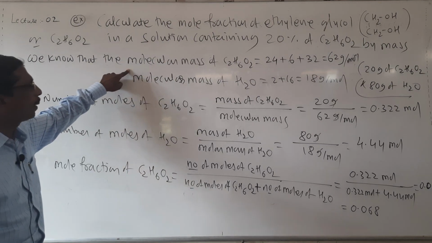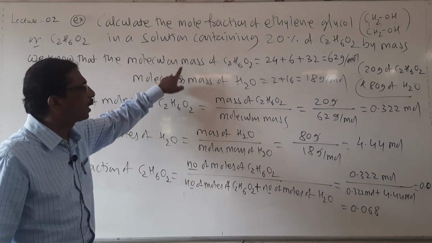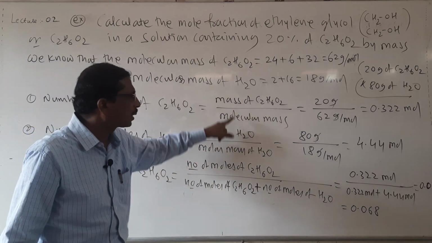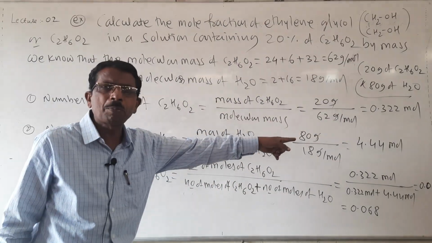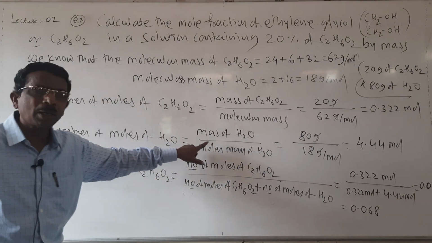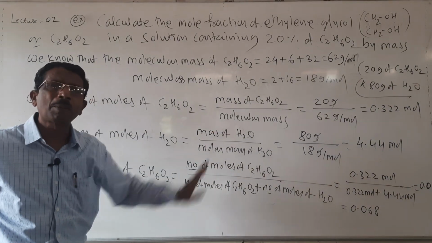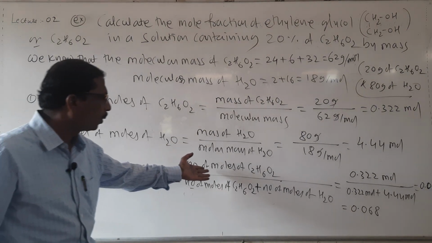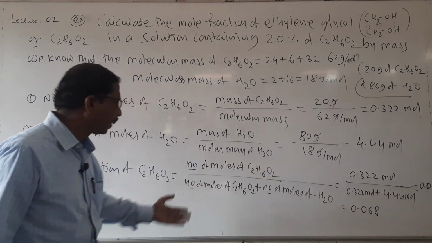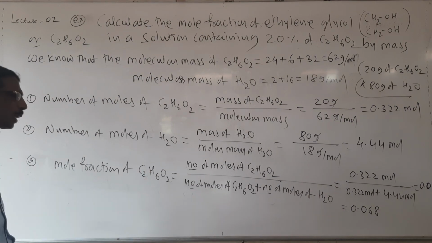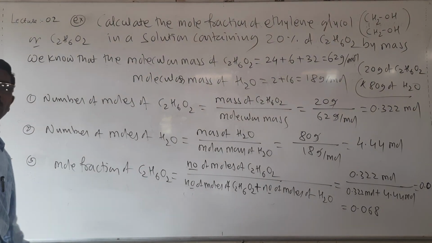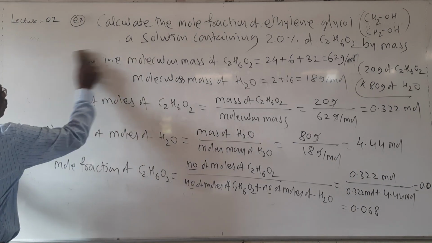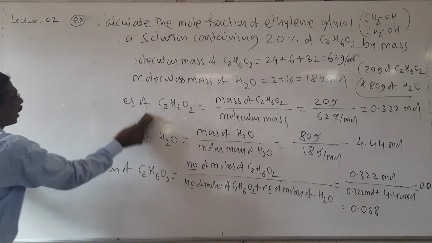First you have to write the molecular mass of one component and the molecular mass of the other component, and then write the number of moles of ethylene glycol, mass upon molecular mass, and you will get the number of moles. Then for the second one, mass upon molecular mass gives the number of moles. After that, mole fraction of ethylene glycol is equal to number of moles of ethylene glycol divided by number of moles of ethylene glycol plus number of moles of water, and you will get 0.068. And then how to calculate the mole fraction of the other component.